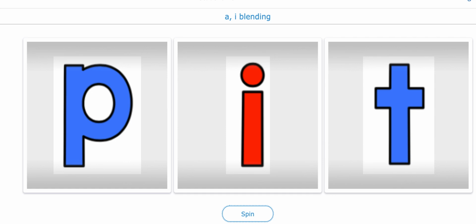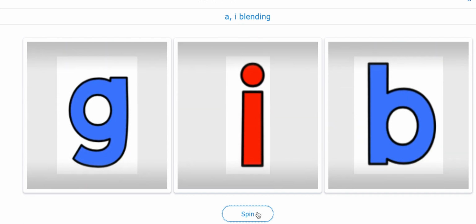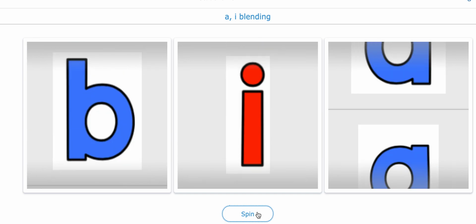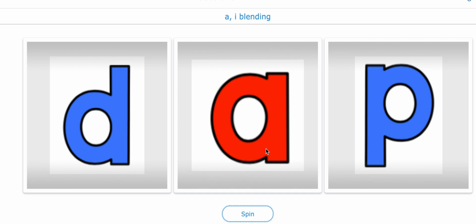Hey friends, I want to show you how to play the game that I made today. So this has wheels that spin, and you can see that when I spin it, they change. Notice that the vowels in the middle are red and the consonants on either side are blue. These are consonant, vowel, consonant words. And always the vowel is going to be short when it's in this pattern.